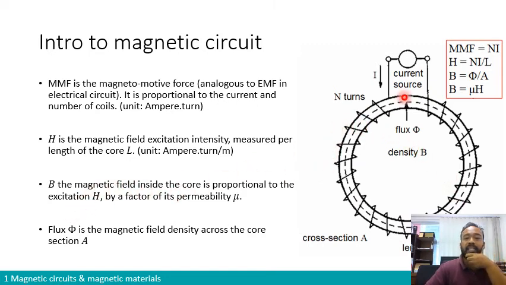And B is the magnetic field inside the core, which is proportional to the excitation H by a factor of its permeability mu, right? And then flux, what is flux? Flux is basically the magnetic field density across the core area A. So flux is basically B times A. So these are all the equations that describe the relation between all these electromagnetic parameters. And that's all for this week. We will discuss more about it in the tutorial later.